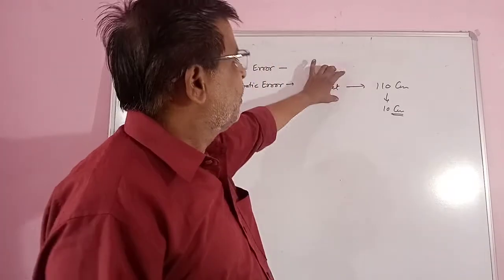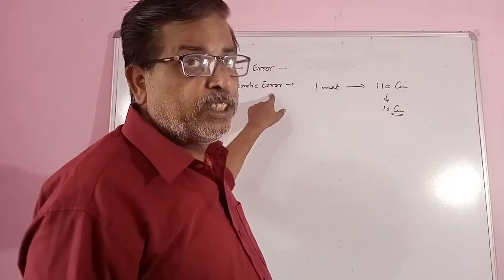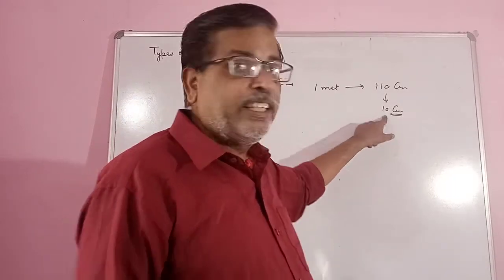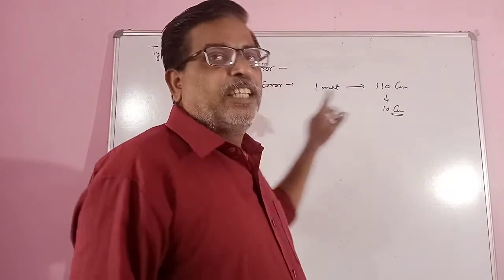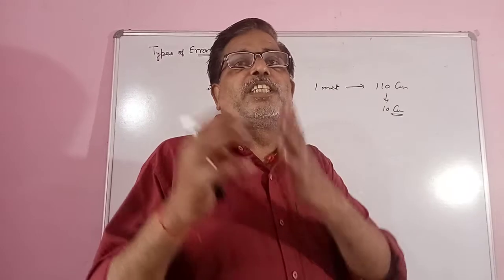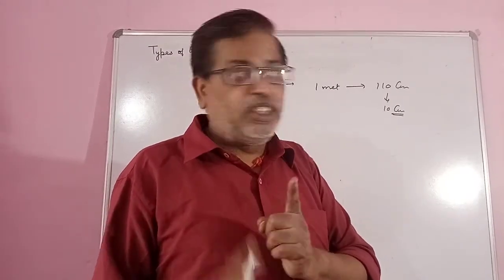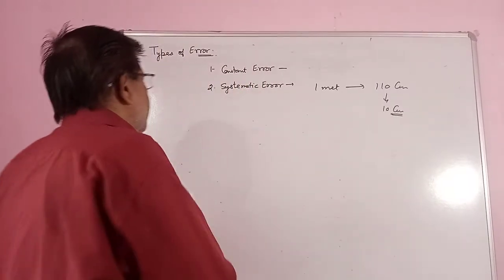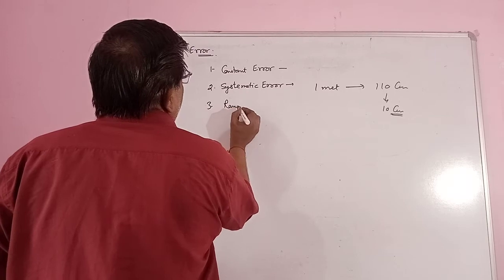This is also a systematic error. Constant error is also a systematic error, but the error is of same amount. In this case, it is in one direction, but it is not same amount. So this is systematic error. And number 3 is random error.